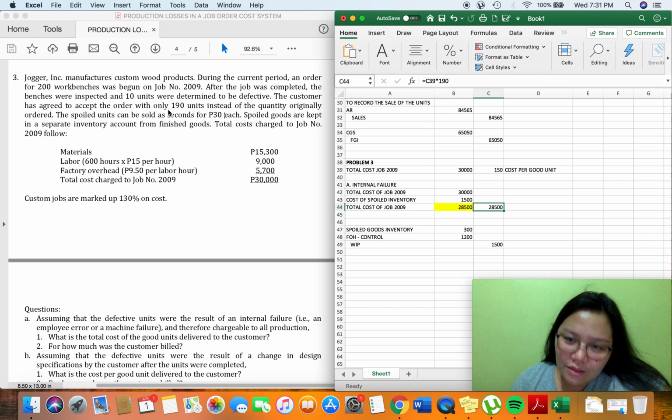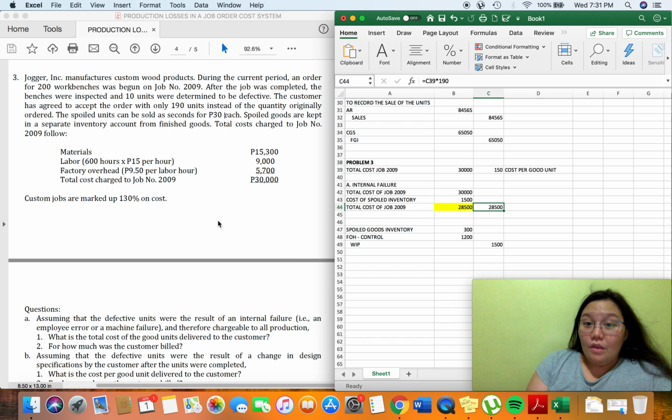Again, it is not the customer's fault. It is the company's fault, and therefore, the loss of 1,200 is charged to the factory overhead control account. Okay?